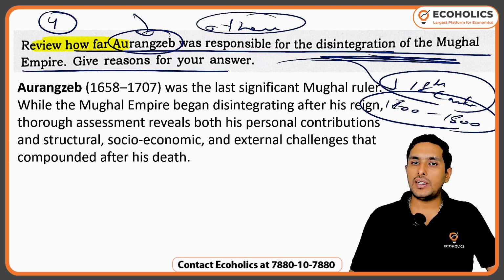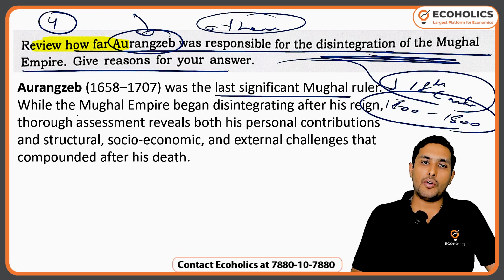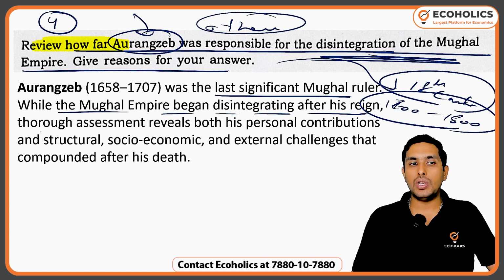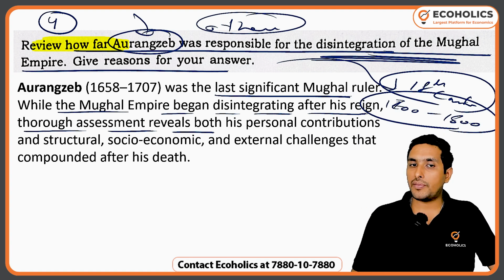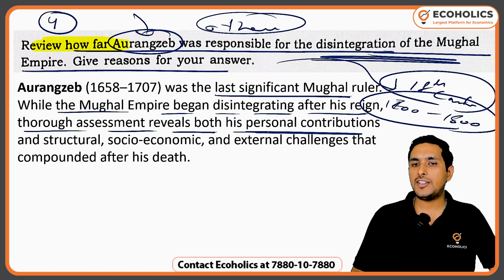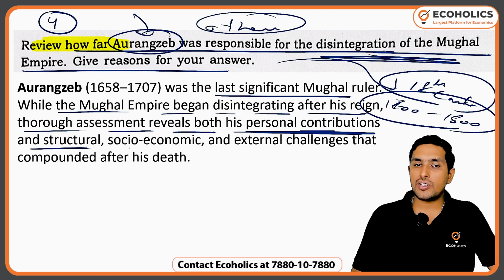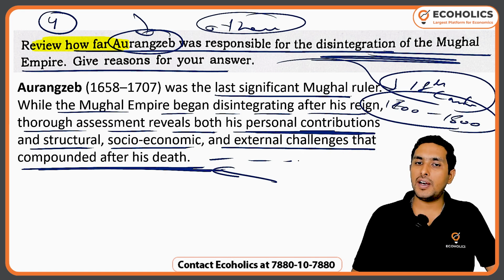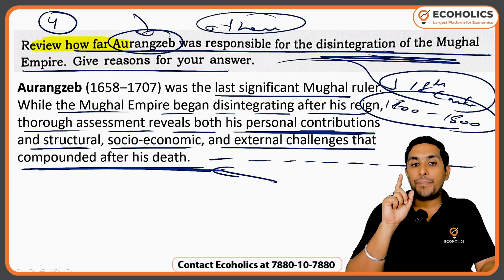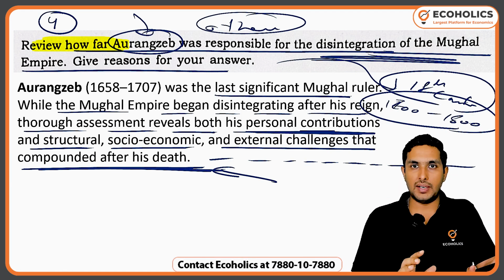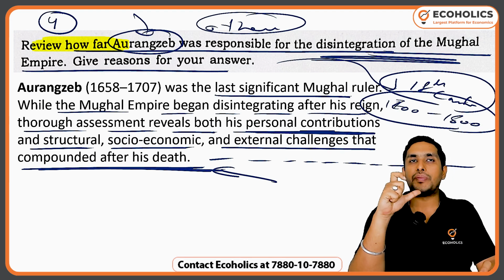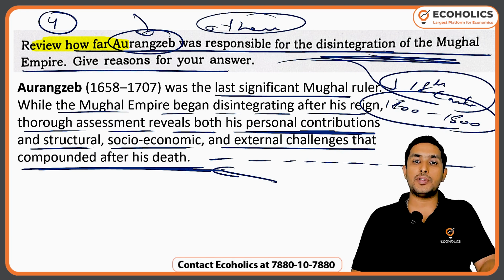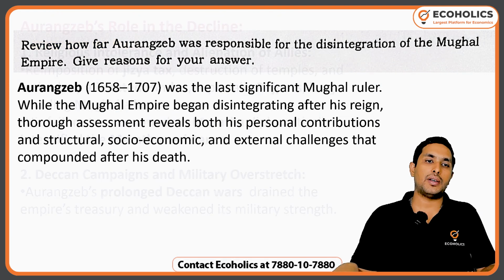So Aurangzeb was the last significant Mughal ruler, we can simply say. The Mughal Empire disintegrated after his reign, after his rule, but a thorough assessment reveals that both his personal contribution and structural, socio-economic and external challenges that compounded after his death were responsible for the decline of the Mughal Empire. This is how you have to frame such an answer, because in the intro you are giving a glimpse of what you're going to be writing ahead. So you have to be very careful in what you write and how you frame it.